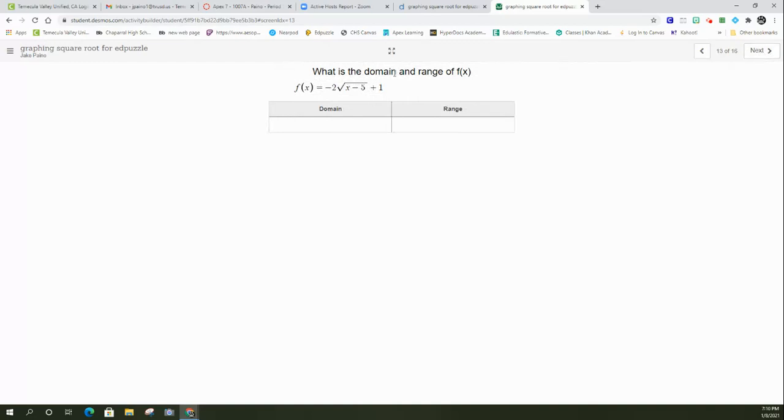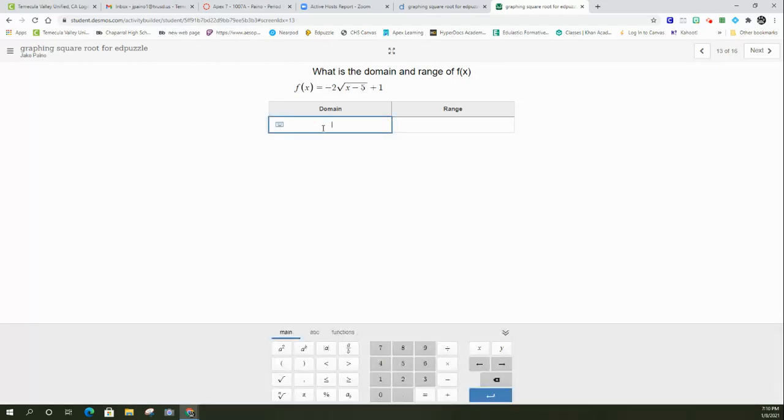Okay, what's the domain and range? Go ahead and select the correct domain. The domain again starts at H, so it's going to start at 5 and go to infinity.